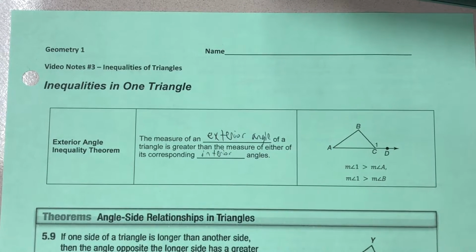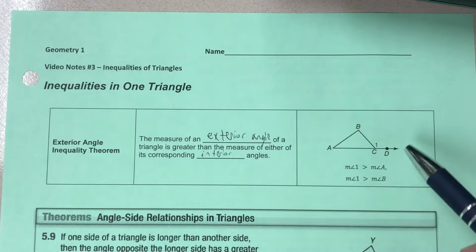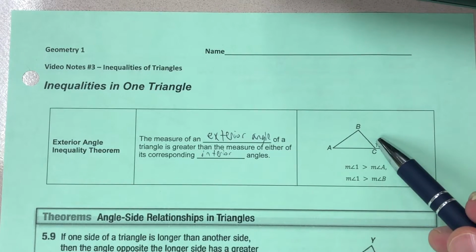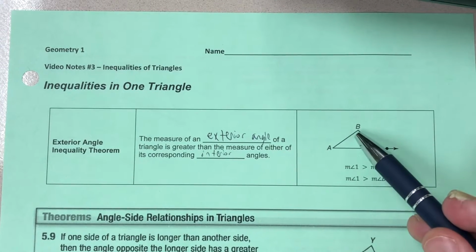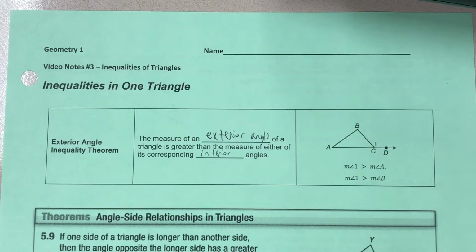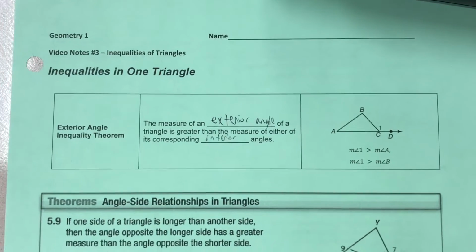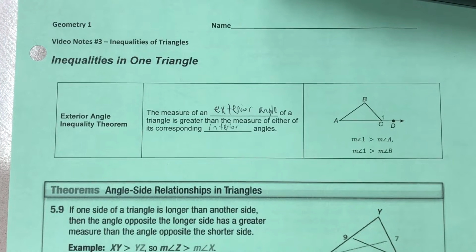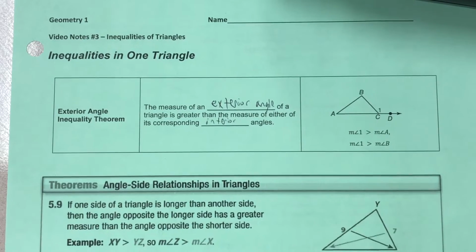Remember, we said in our previous notes that the measure of angle 1 is equal to A plus B, and since neither A or B can be 0, in order for it to be a real triangle, the measure of angle 1 has to be bigger than both the measure of angle A, and the measure of angle 1 also has to be bigger than the measure of angle B.